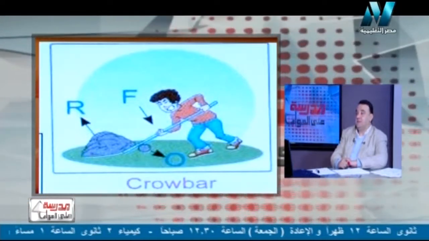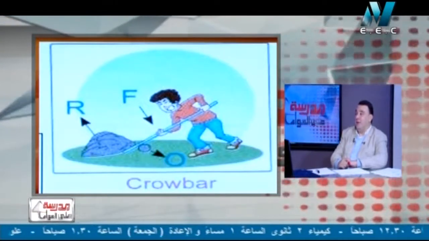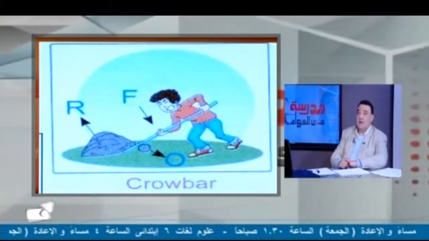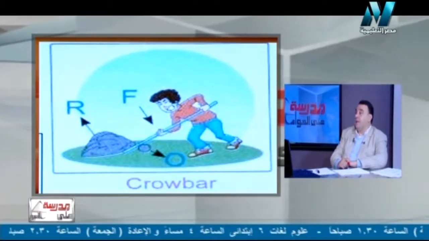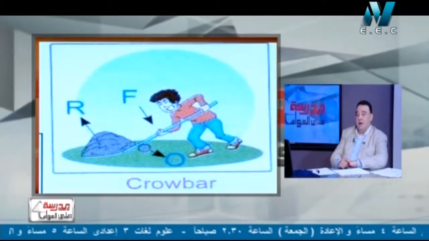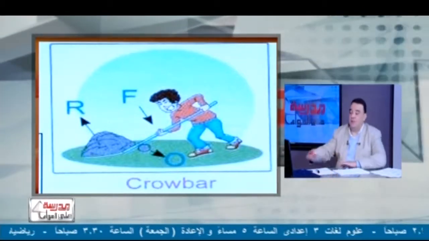Let us see the brackets. It has what in the middle? Who is in the middle? O is in the middle between F and R, between effort force and resistance force. So it will be a first class lever. So the crowbar is a first class lever because it has O in the middle between resistance force and effort force.